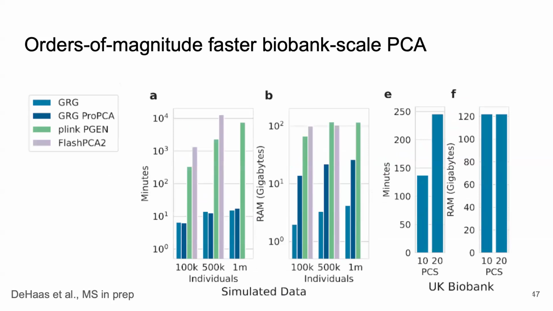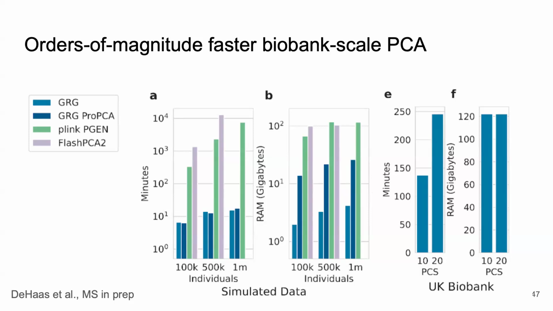Another thing people usually do when they have some data is a principal component analysis on the data. We implemented two types of PCA. One of them is identical to the Plink PCA, and another is probabilistic PCA that's supposed to be a little bit faster. We benchmarked with both Plink PCA and FlashPCA too.